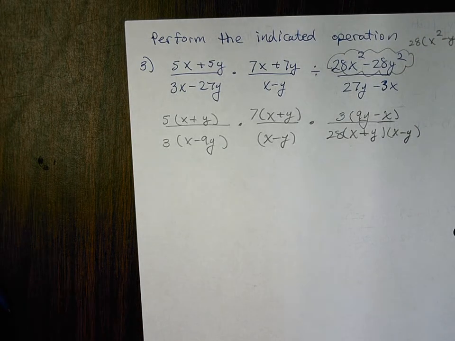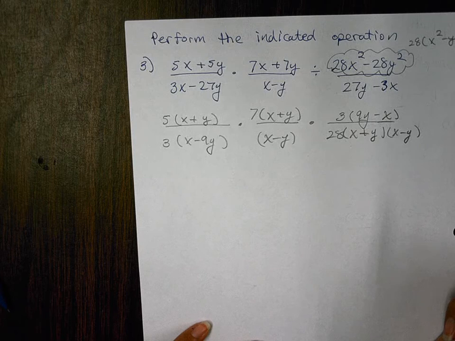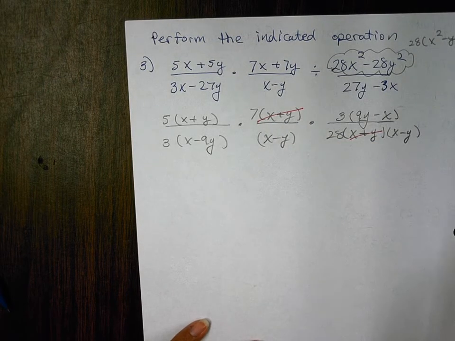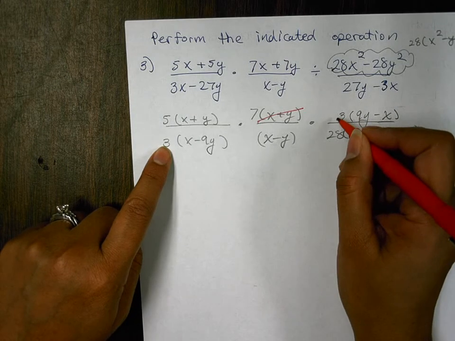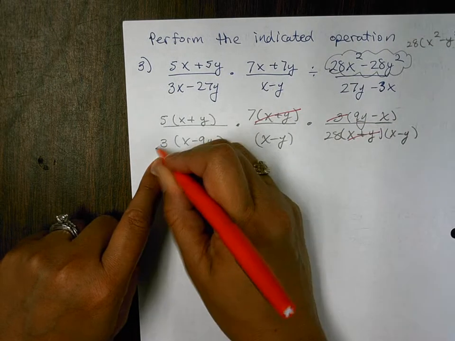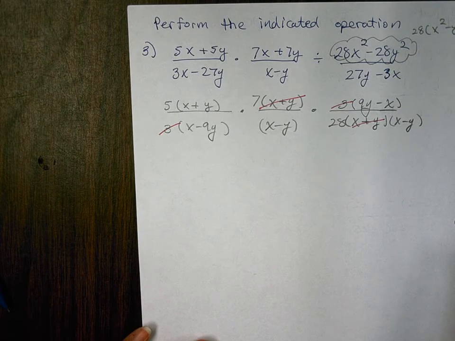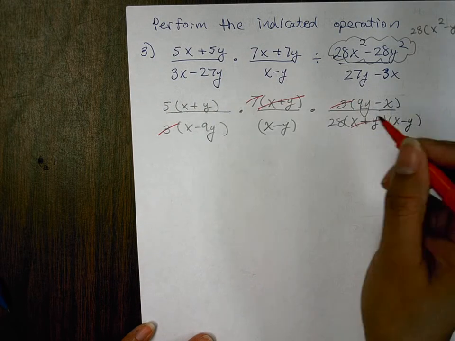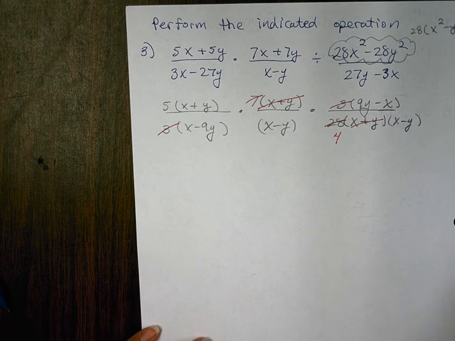Whew, we are ready now to reduce. Let's see what does reduce. Okay, I see an x plus y, gone. I see a 3 and a 3 that I can reduce. That is gone. And sometimes you may just have to rewrite it and then reassess what can be reduced. 7 and 28 can reduce. 7 is 1, 28 is 4.